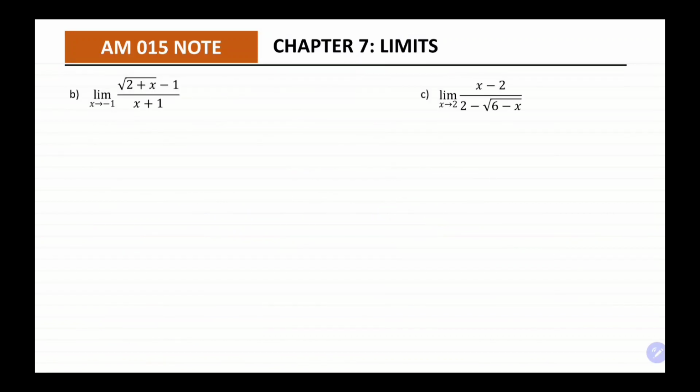Okay, we look at question B. Limit x approaches -1, (√(2 + x) - 1) divided by (x + 1). If I substitute x equals -1 into the function, we get 0 over 0. Since we get 0 over 0, we need to use the factorization method or the conjugate method. In this question we have a square root, so we use conjugate. For conjugate in chapter 7, it doesn't matter whether the root is on the top or the bottom. If it is on the top, we conjugate the top.